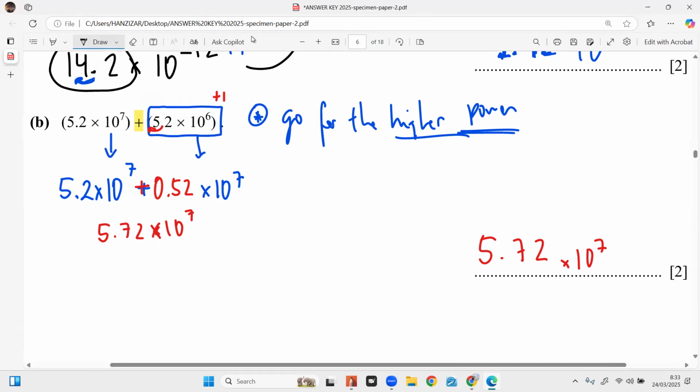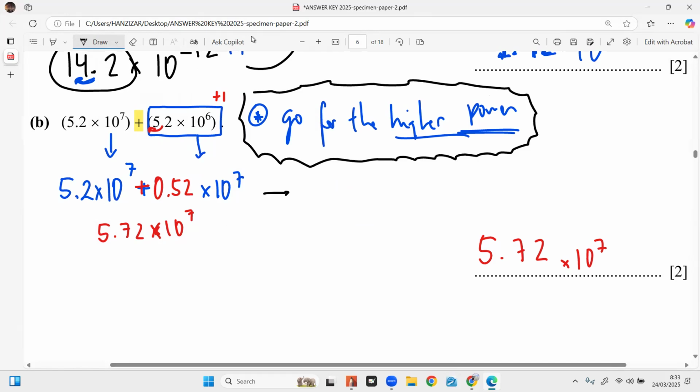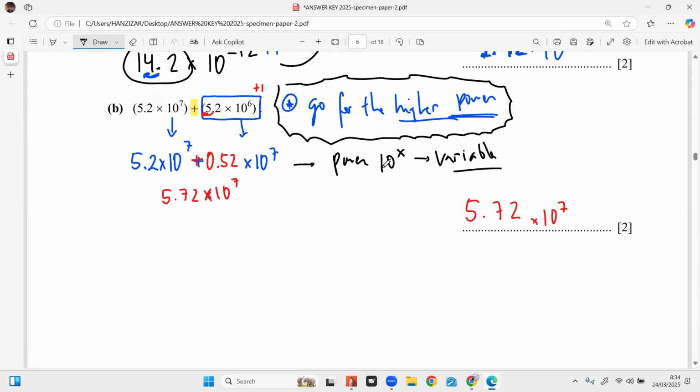This is the tip. You just add the numbers, like 3a plus 2.5a, which equals 5.5a, and so on. So you treat the power of 10 as the variable. Sorry for the bad handwriting. Okay, next. Go for the higher power, guys. Adjust to the higher power.